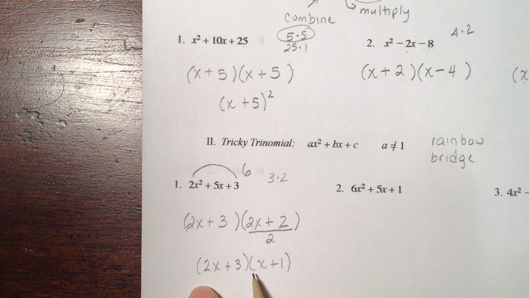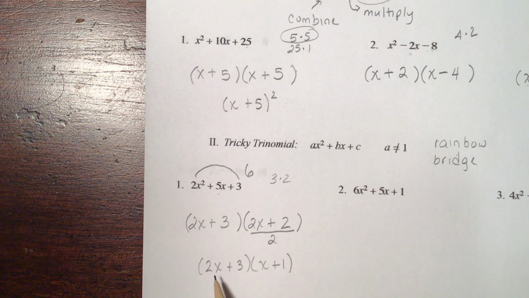And if I FOIL this out, I would wind up getting 2x squared. 2x and 3x gives me 5x. 3 times 1 gives me 3.